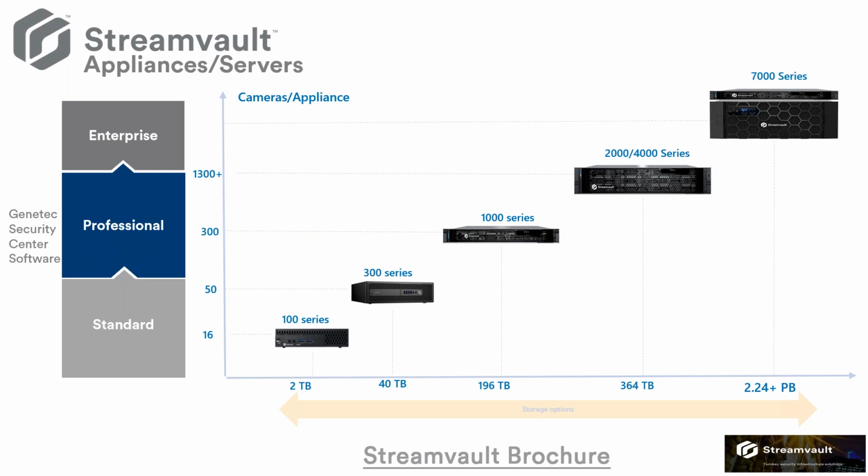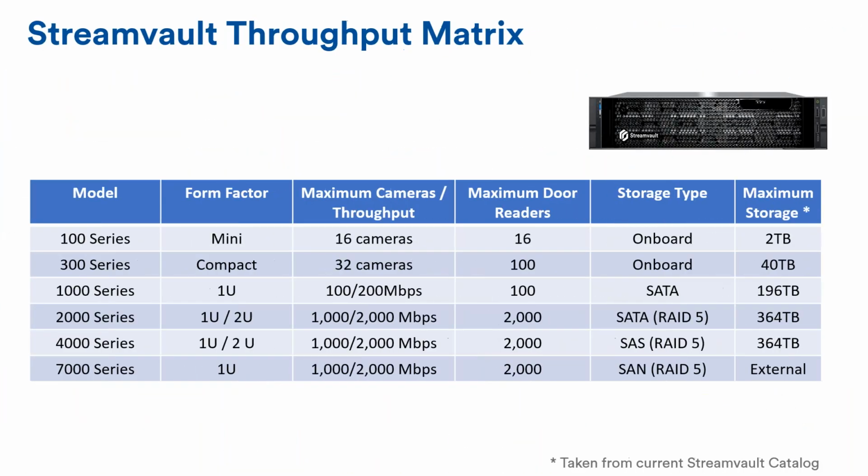As I mentioned previously, we have the SV100 and the 300 series, but we also have the 1000 series, the 2000 and 4000 series, and the 7000 series. Depending on the user's requirements, that would determine which version of the StreamVault we would use. So utilizing this information, let's look at this specific table, which gives us some performance capabilities of the StreamVault servers.